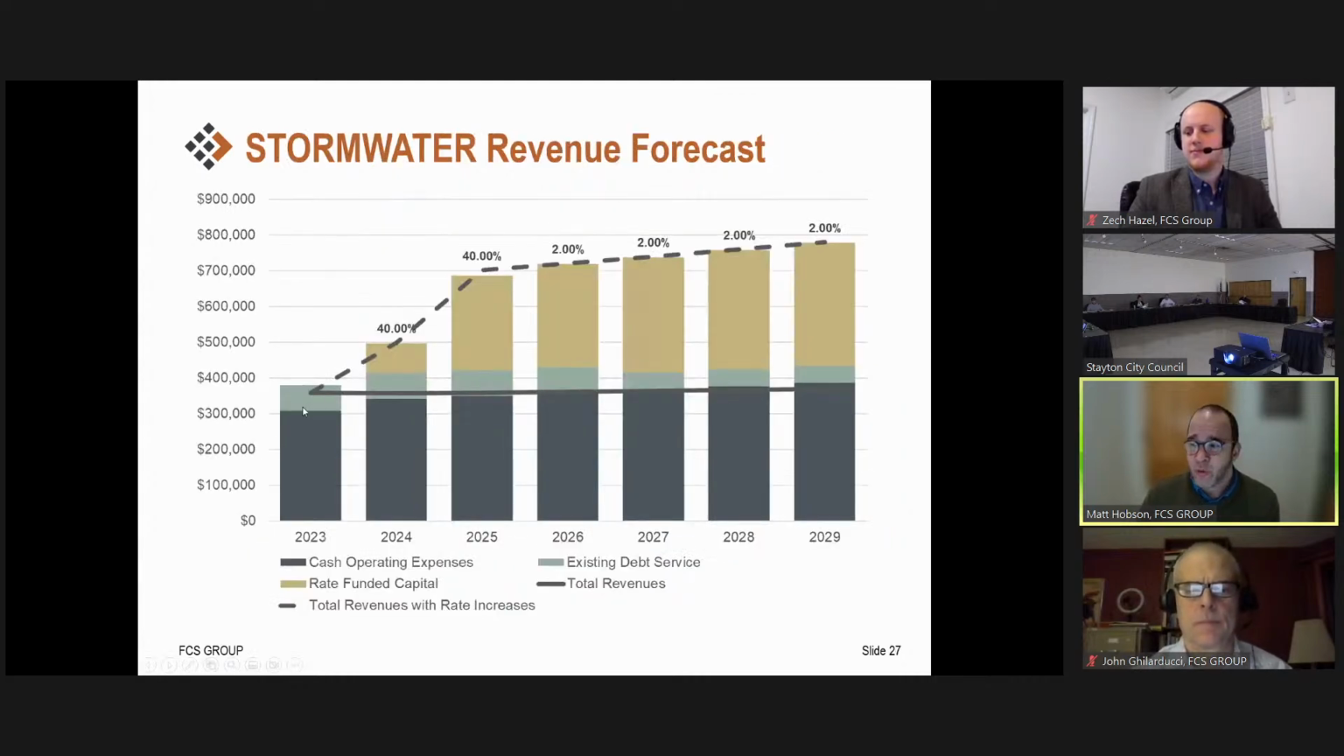Right now, our stormwater rates cover our operating expenses, but are not sufficient to pay for existing debt service. As a result, we're drawing from the fund balance to pay for those obligations today. The capital program puts significant pressure on future rates, and to generate enough cash in the next year or so to fund the capital program will require 40% increases.